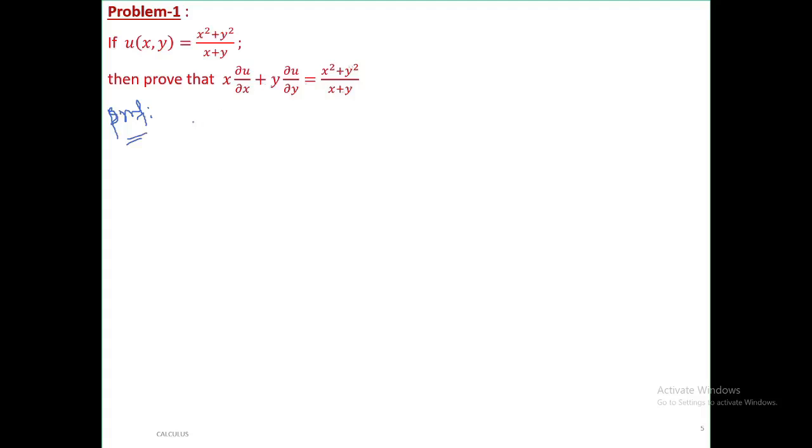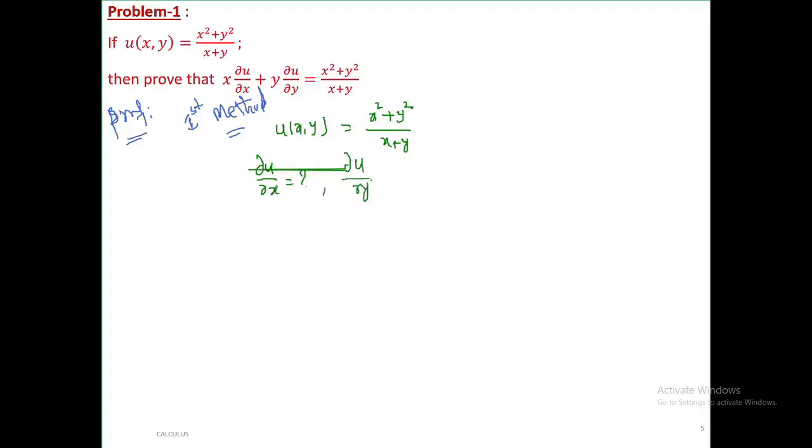So first method, without approaching through Euler's theorem: u of x comma y is given to us, x square plus y square divided by x plus y. Compute dou u by dou x. Take it as an exercise, okay? Compute this. Next we compute dou u by dou y. So both unknowns you can find. After evaluating them, substitute these two values here.